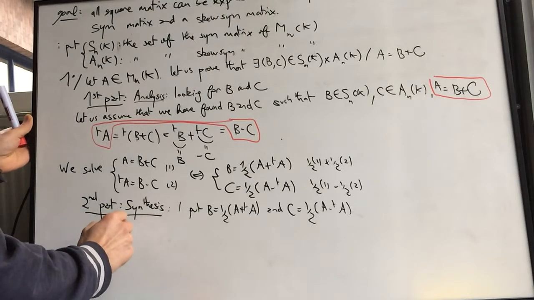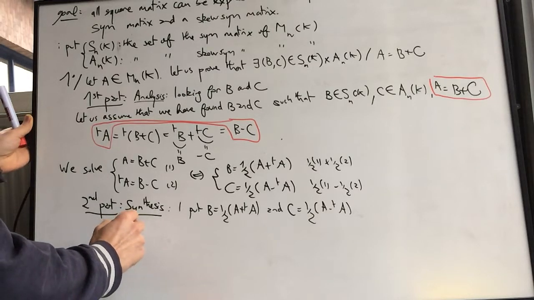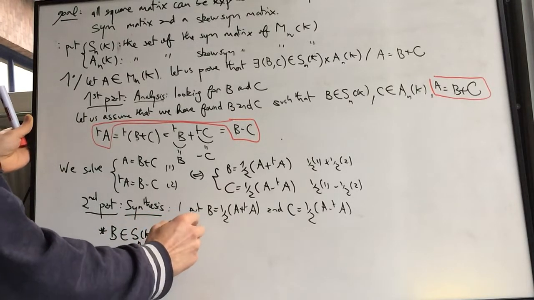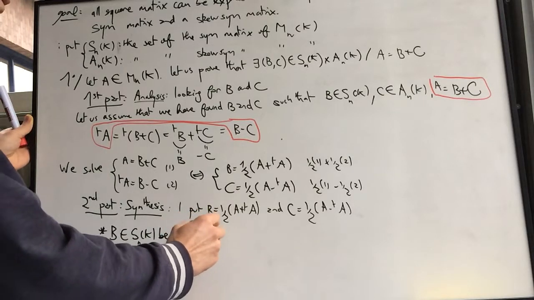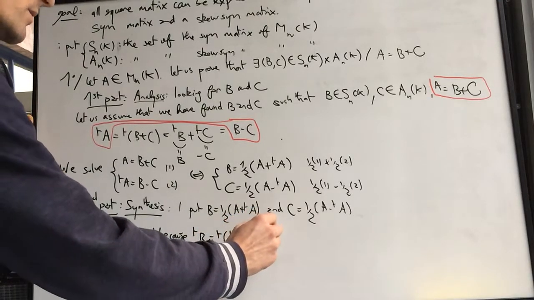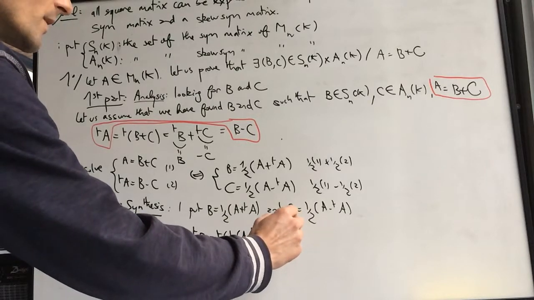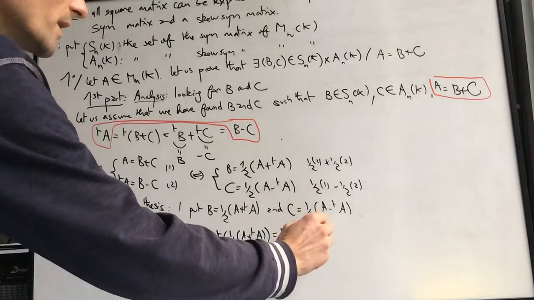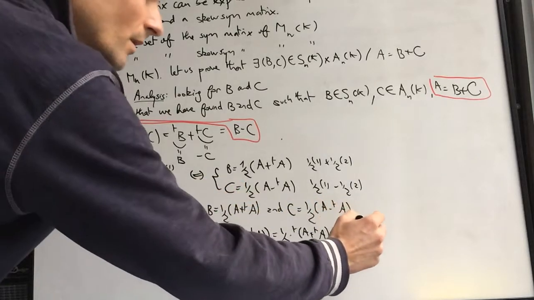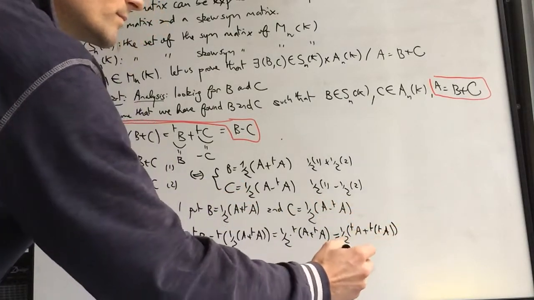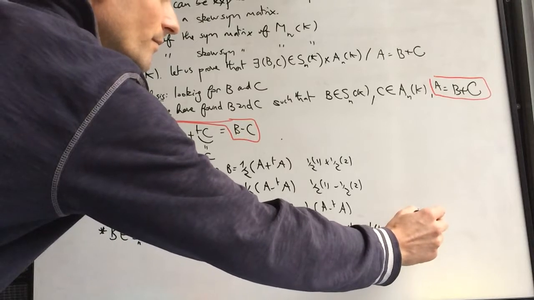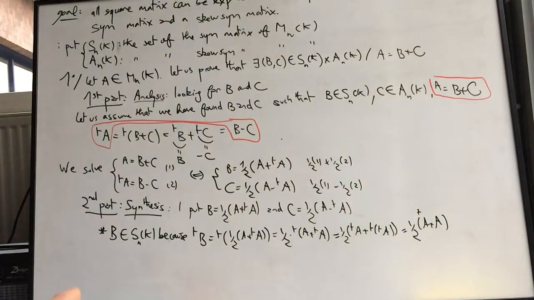B is a symmetric matrix. B belongs to S sub n of k, because if we calculate transpose of B is equal to transpose of 1 over 2 A plus transpose of A is equal to 1 over 2 multiplied by transpose of A plus transpose of A is equal to 1 over 2 transpose of A plus transpose of A is equal to 1 over 2 A plus transpose of A plus A, and is equal to B.